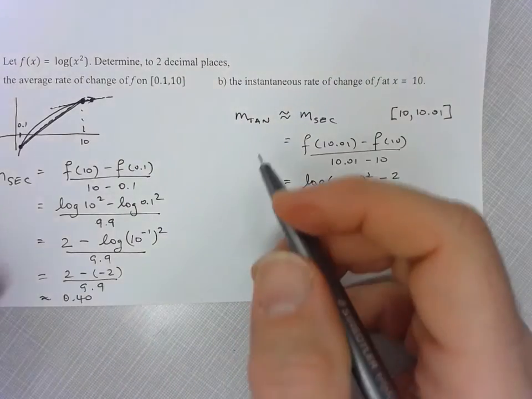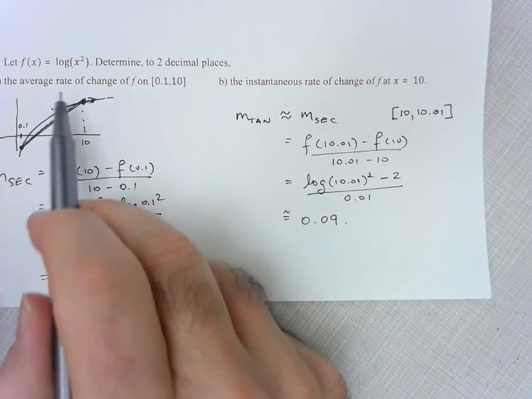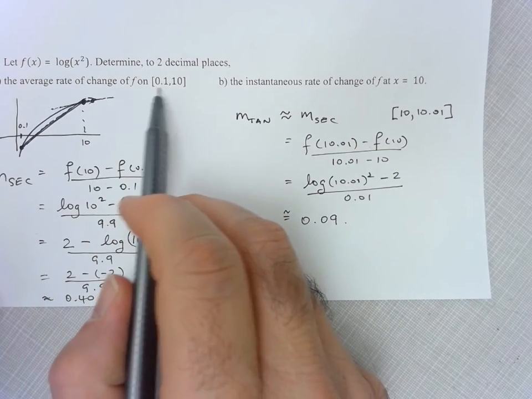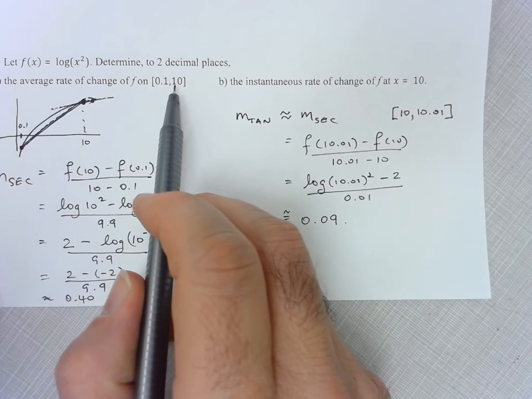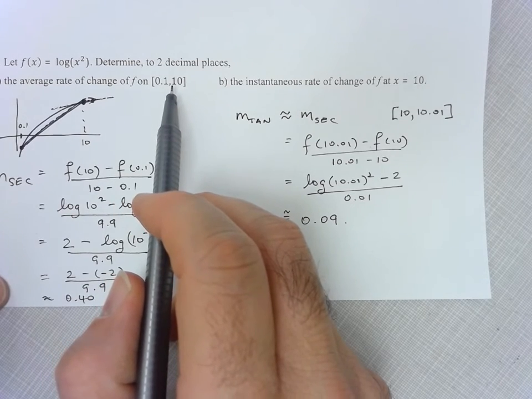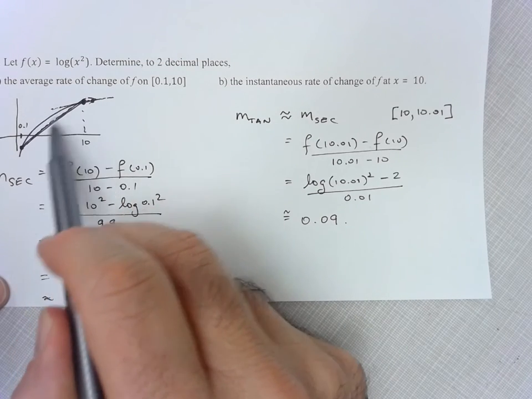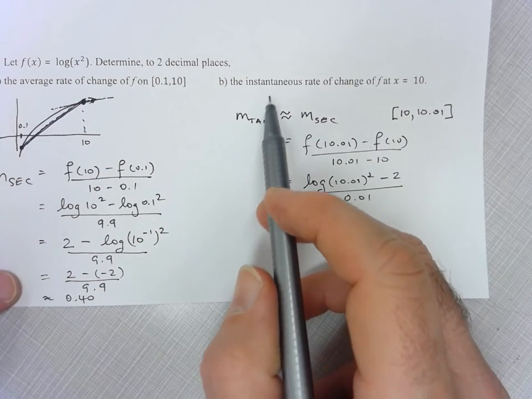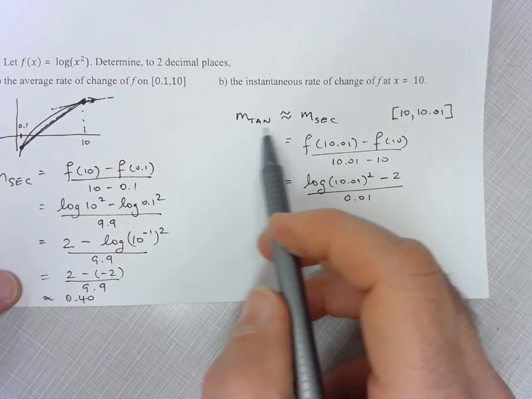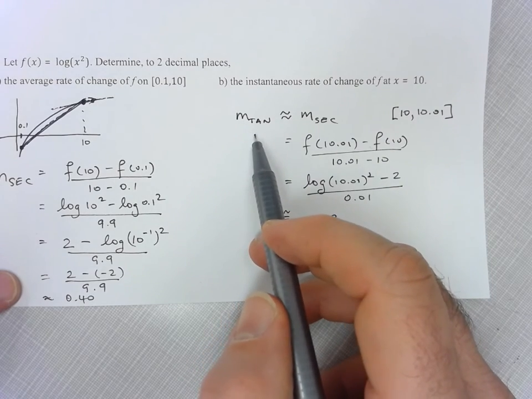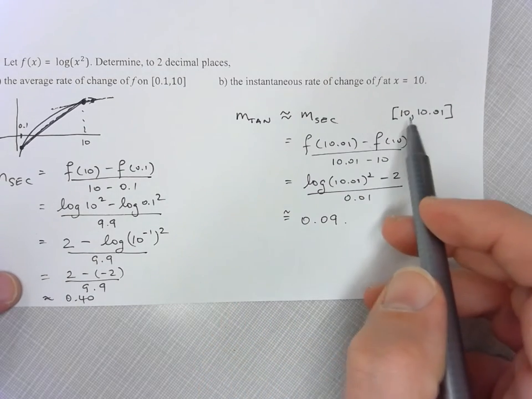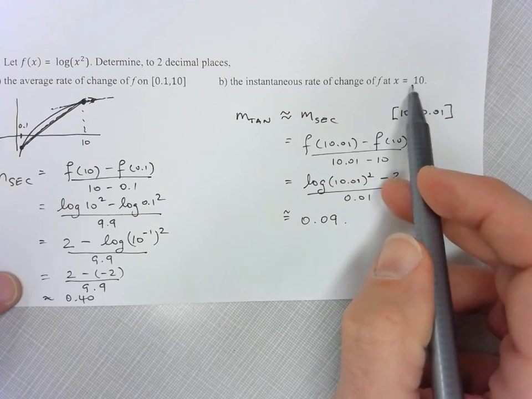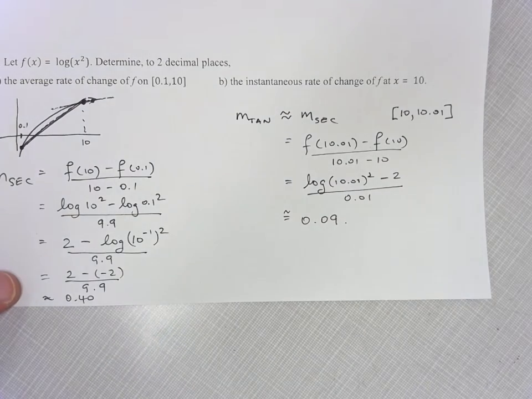So just to recap: for the average rate of change, you have to be given some interval, or a starting value and ending value, and that is represented by the slope of the secant joining those 2 points. To approximate the instantaneous rate of change, you're approximating the slope of the tangent, and you're using a secant over a very small interval, including the point in question. Okay, that's it for these.